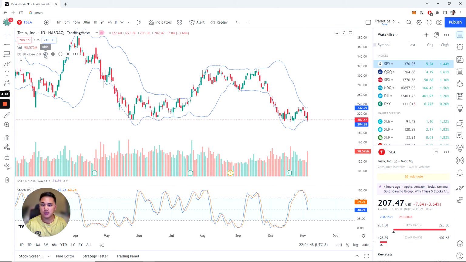Like I said, I don't use this that often, but when you use this idea and combine it with other indicators, this could be a very useful indicator for you. So who knows? Play around with it.